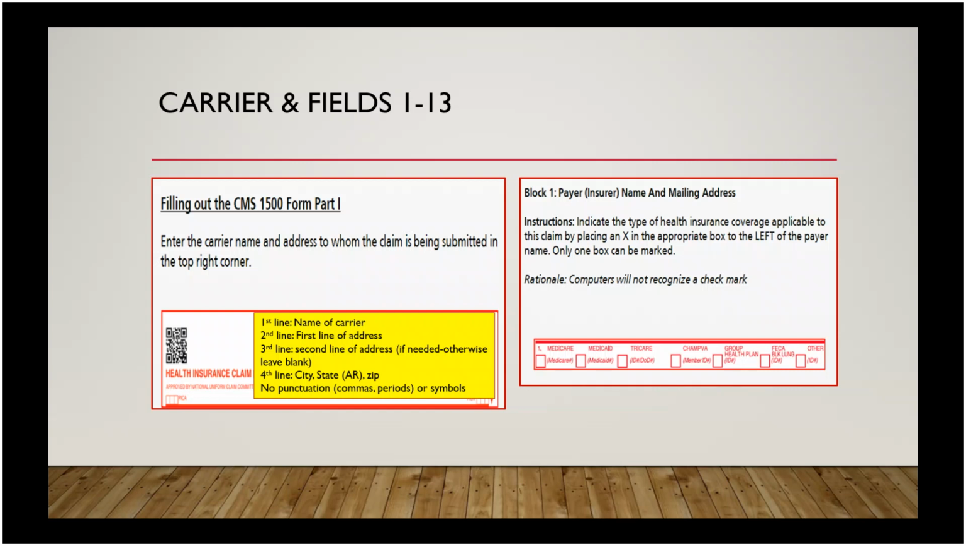So with this, you're going to mark one insurance company. It's going to be the primary, or who you're billing. If this is the second go around, such as you've received your EOB, then that would be Medicare, or you're going to have your group. Other is for your work comp liability insurance. And then, rationale: computers will not recognize a check mark, so you're going to use an X.